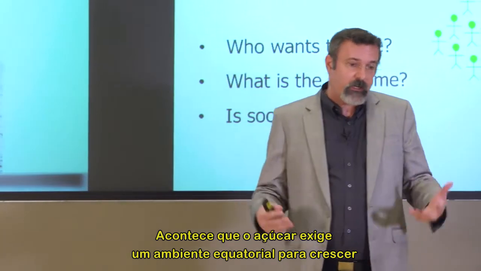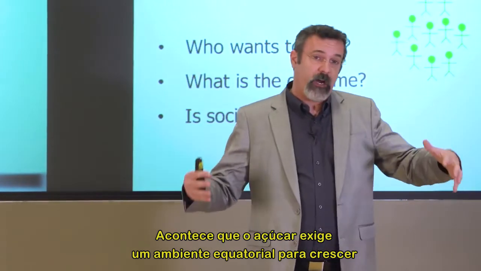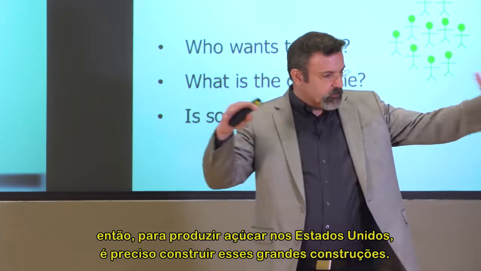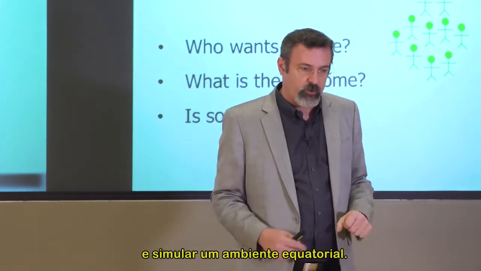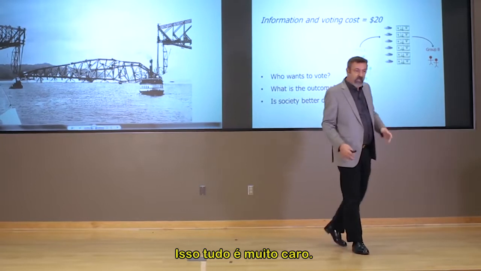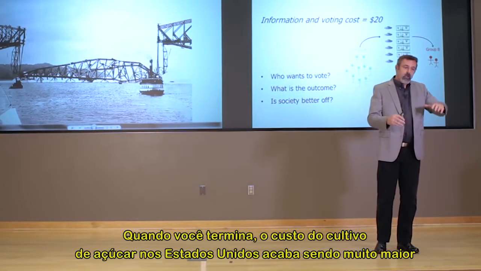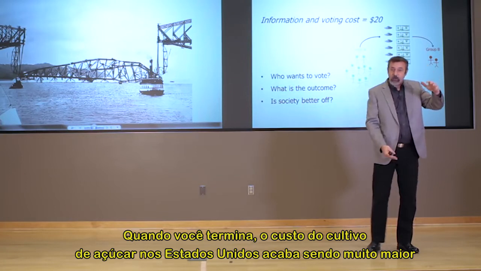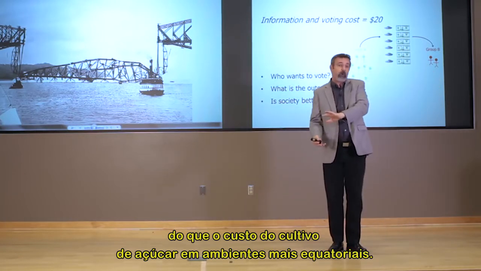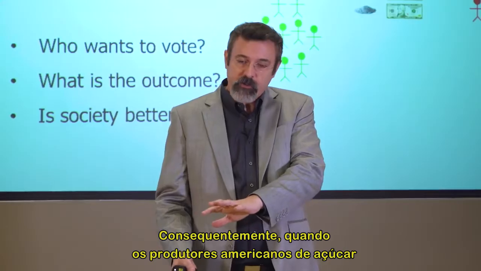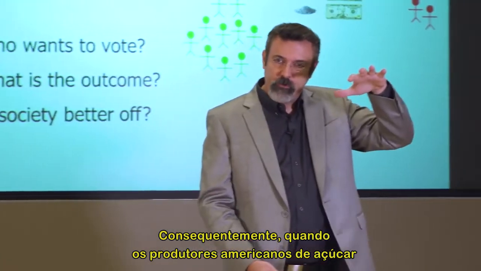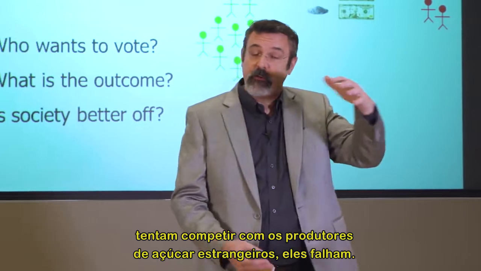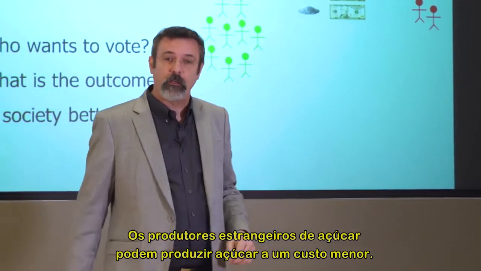It turns out sugar requires an equatorial environment to grow. And so to grow sugar in the United States, you have to build these large buildings and simulate an equatorial environment. This is all very costly. And when you're done, the cost of growing sugar in the United States ends up being much higher than the cost of growing sugar in more equatorial environments. Consequently, when American sugar producers try to compete with foreign sugar producers, they can't. The foreign sugar producers can produce sugar at a lower cost.